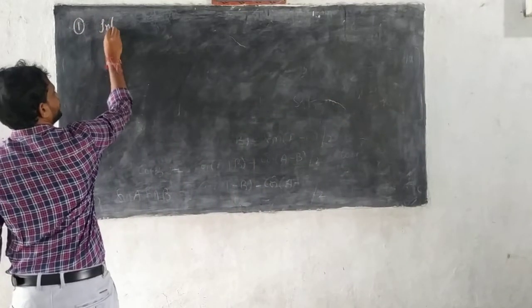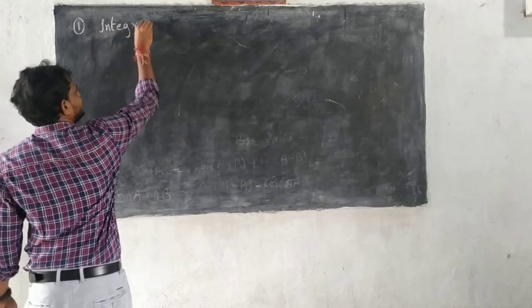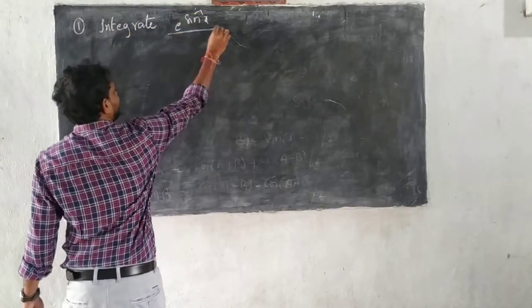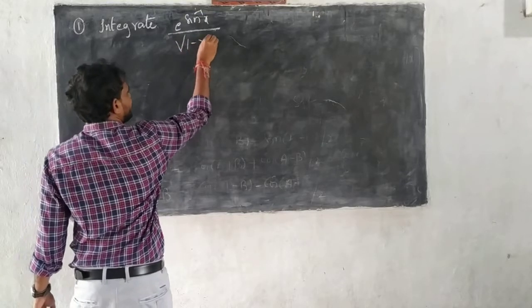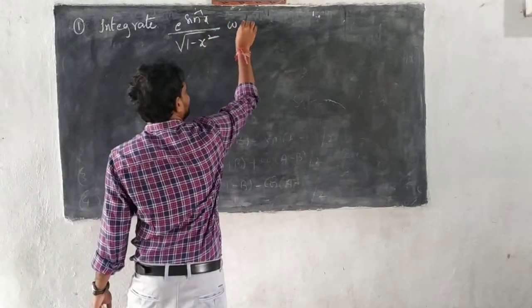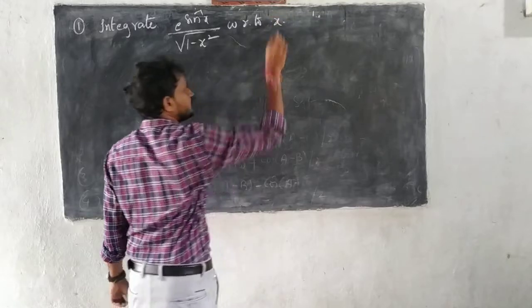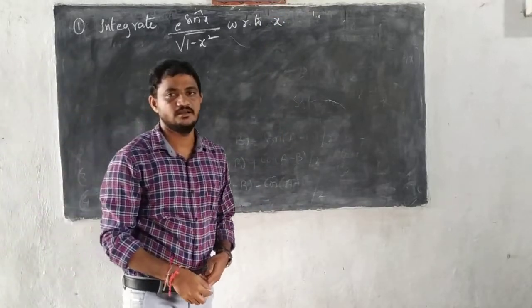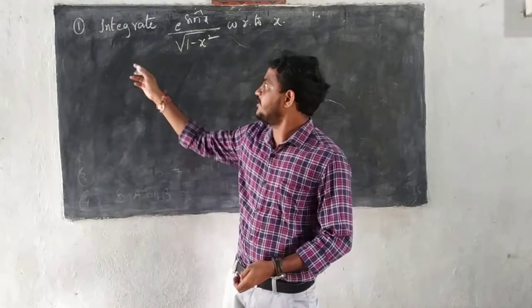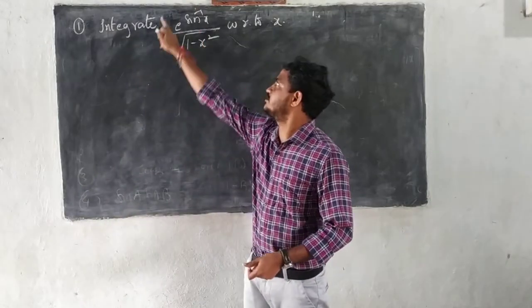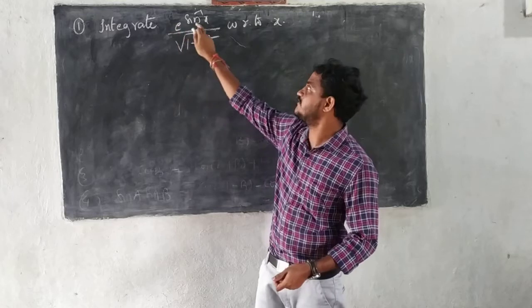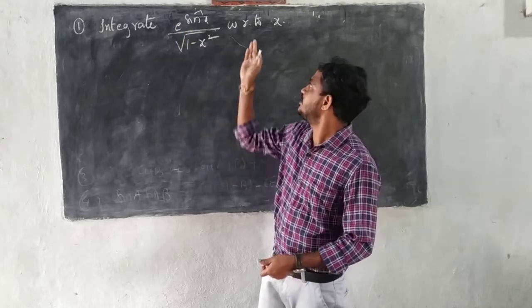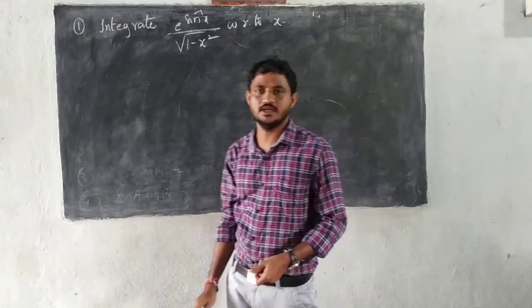Try the first problem, that is integrate e to the power of sin inverse of x by square root of 1 minus x square with respect to x. So that's the given question here. We have to integrate this function: e to the power of sin inverse of x by square root of 1 minus x square with respect to x.